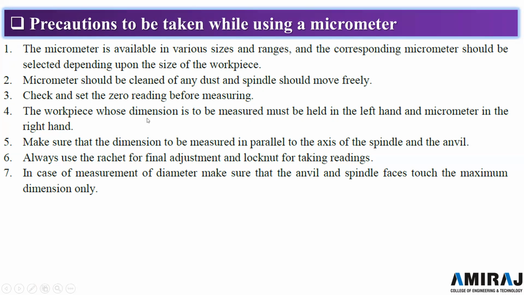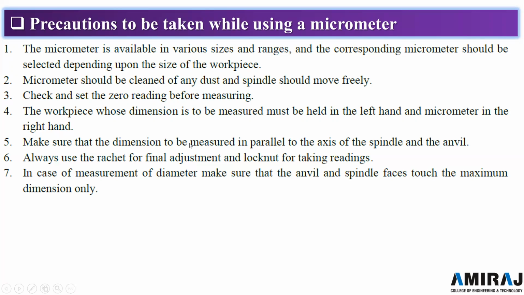The fourth one is that the workpiece whose dimension is to be measured must be held in the left hand and the micrometer in the right hand. This is very important, as most people are right-handed, and the micrometer is also made in such a way that if you hold it in the right hand, it is a more effective way to measure the dimension accurately.